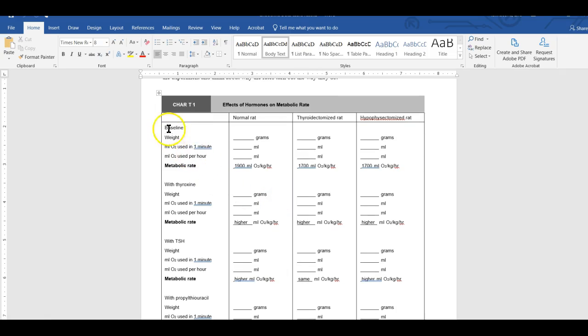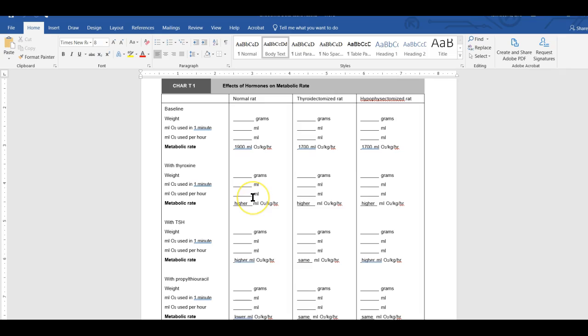So the first thing you do is you get their baseline metabolic rates. The normal rat is somewhere around 1900, I think. If your numbers are a little bit different, that's fine as long as the relative comparisons are the same. So the normal rat should have a higher baseline metabolic rate than the thyroidectomized rat or the hypophysioectomized rat. Right? This is because thyroid hormone stimulates metabolism. If you don't have a thyroid, your metabolic rate drops. If you don't have a pituitary, you're not making TSH, which stimulates the thyroid, and your metabolic rate drops.